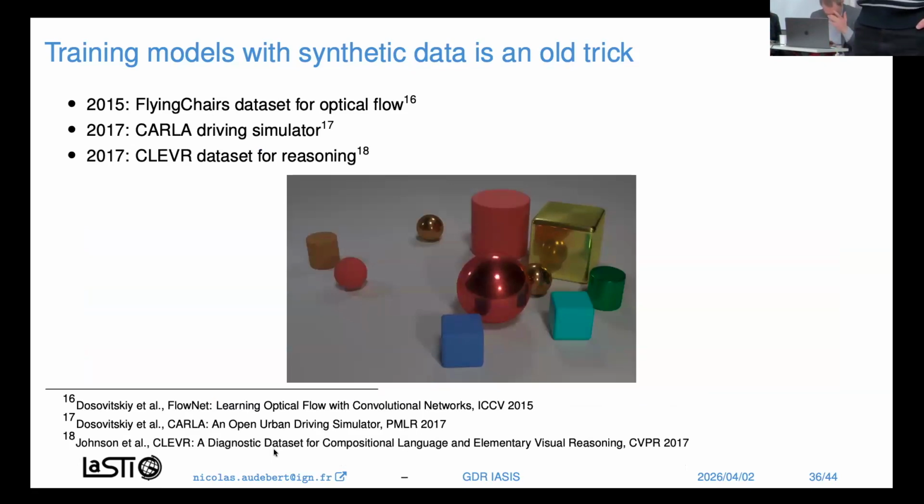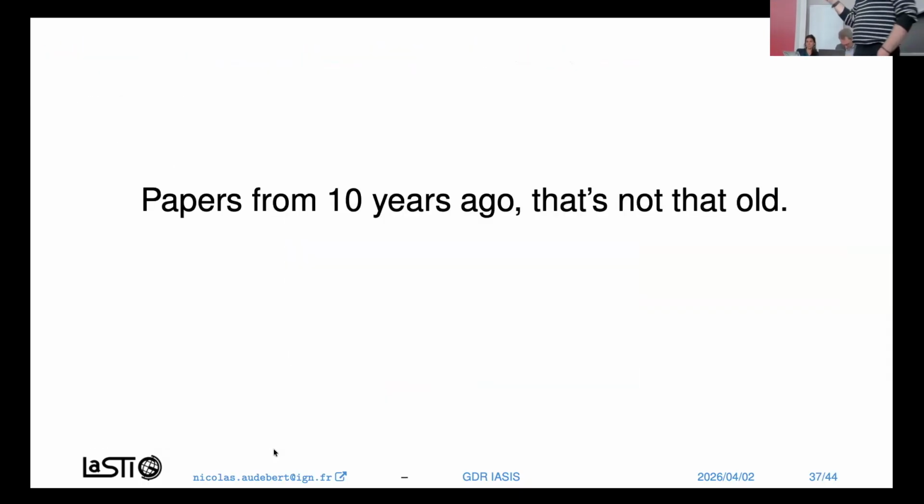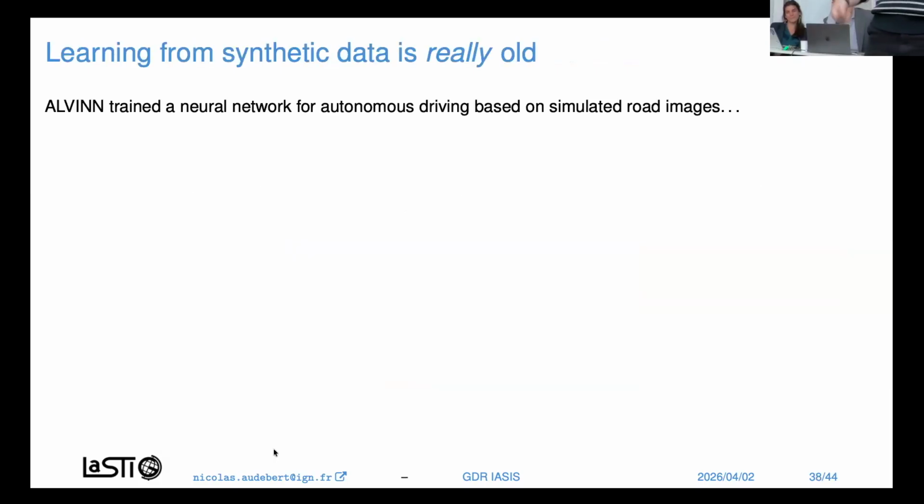Or the CLEVR dataset for reasoning, which was a dataset used to answer VQA questions, such as how many metallic balls are there in the images. And the dataset is generated from Blender. So you could say, okay, sure, Nicolas, I get the point, but these are papers from 10 years ago. So when you're saying it's old, it's not that old. Okay.